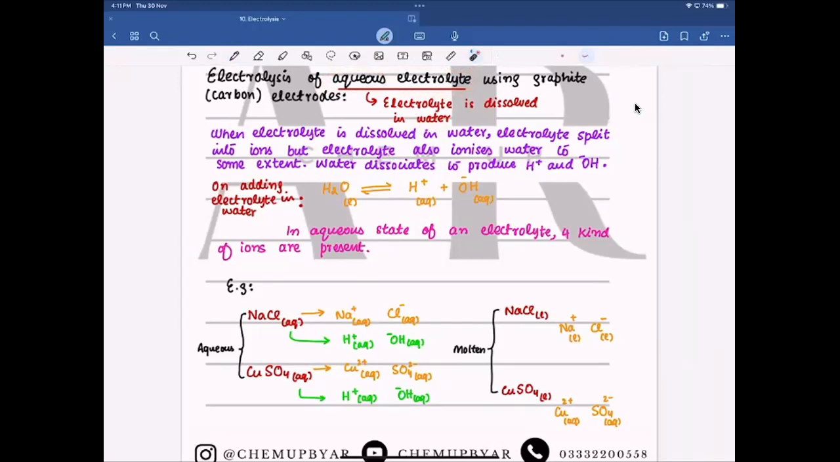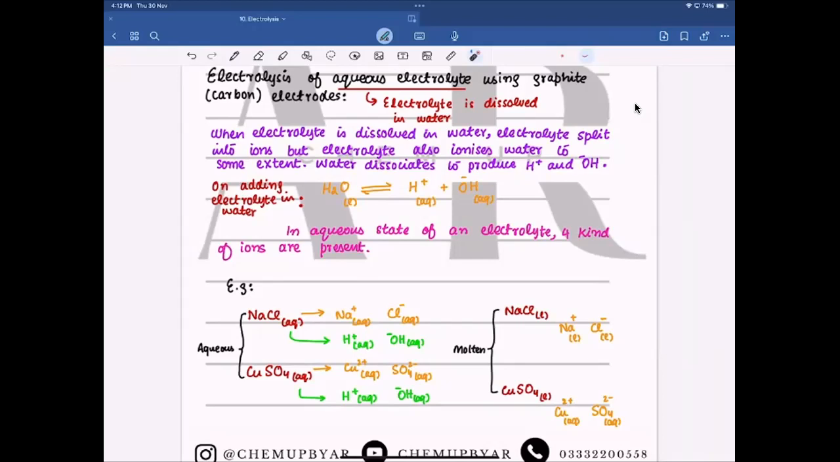If I ask about molten sodium chloride, then what ions does molten sodium chloride have? What ions are present in molten sodium chloride, Manahil? Yeah, it's NaCl. So what are the ions? The sodium ion and chloride ion. In the same way, if I talk about molten zinc iodide, there is a zinc ion and iodide ion. If I talk about molten copper sulfate, there are copper ions and sulfate ions.